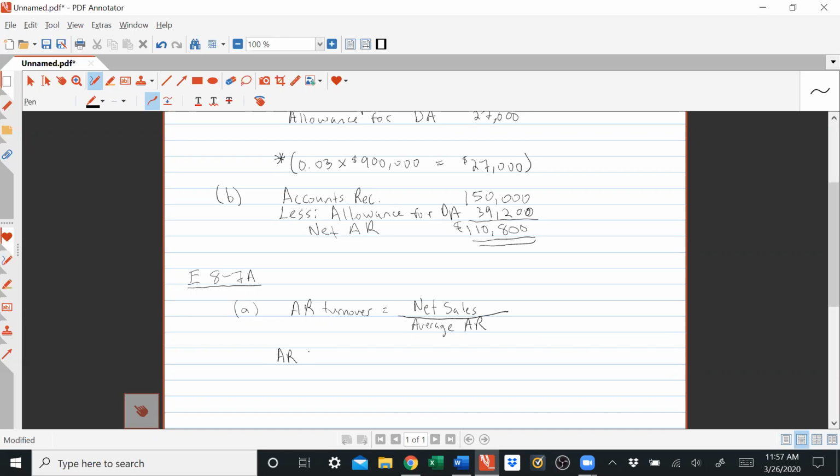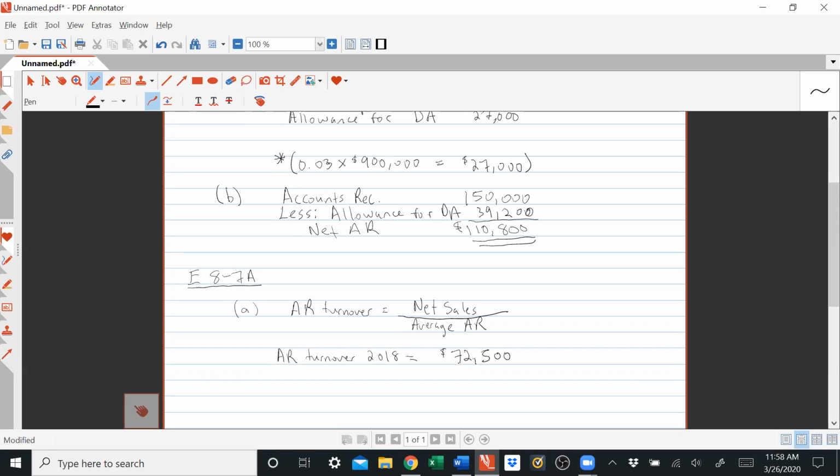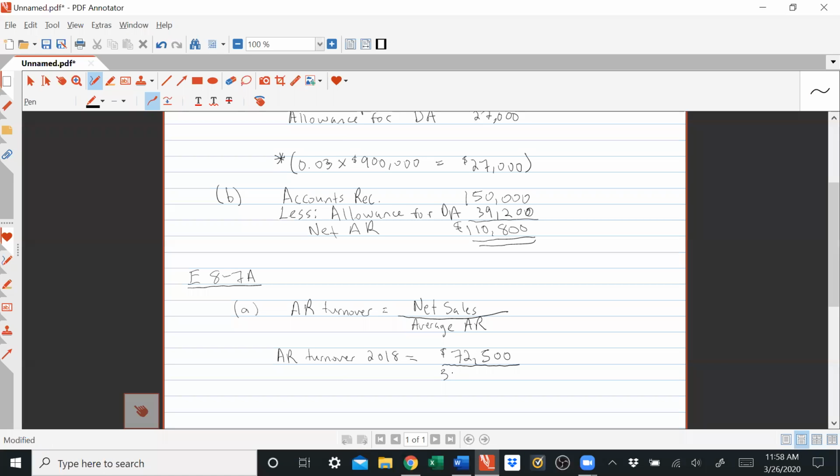So if we want to calculate the accounts receivable turnover for 2018, we need the net sales revenue in 2018, which is $72,500 times 1 million, but we can just keep it in millions. All the numbers are expressed in millions, so the ratio will be consistent if we just keep it like this. So 72,500, and then we want to divide by the average accounts receivable. What's the average accounts receivable for 2018? It's the average of the beginning balance and the ending balance. So we just need to add those two numbers up and divide by 2. So 3896 plus 4200 divided by 2. So this right here is the average accounts receivable.